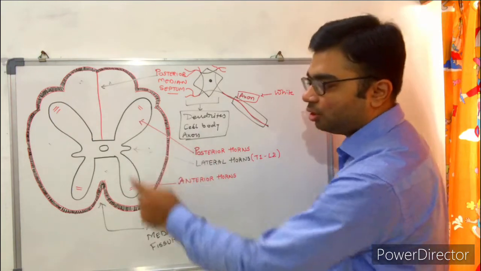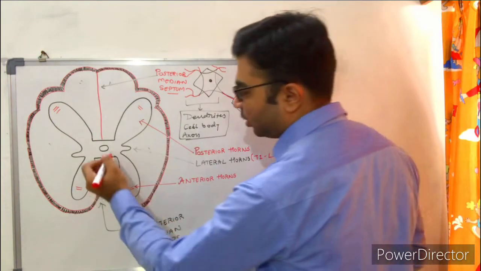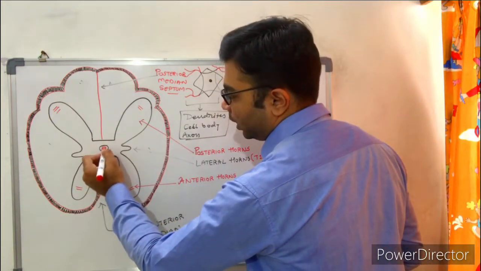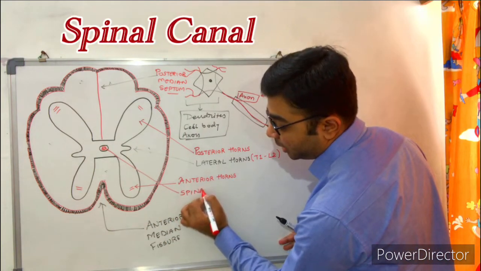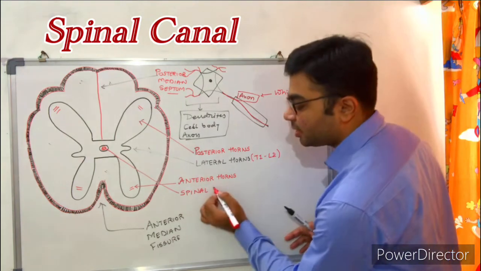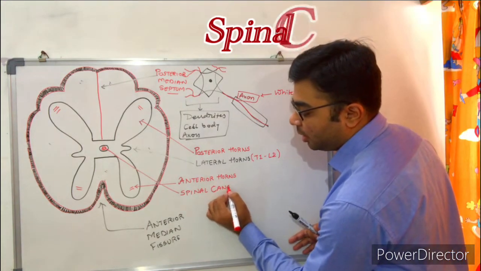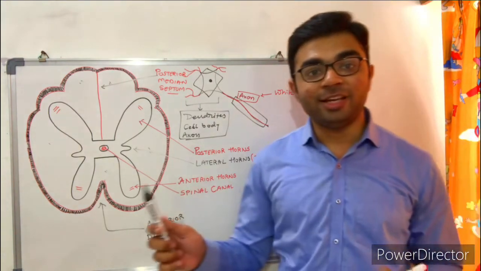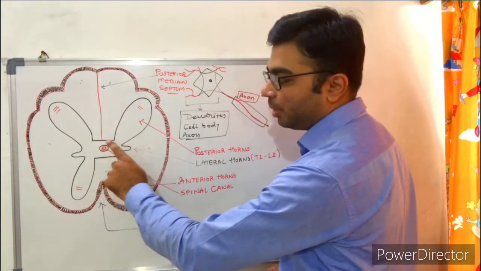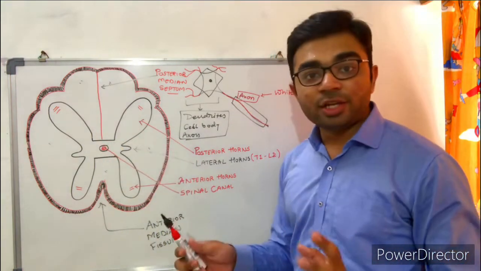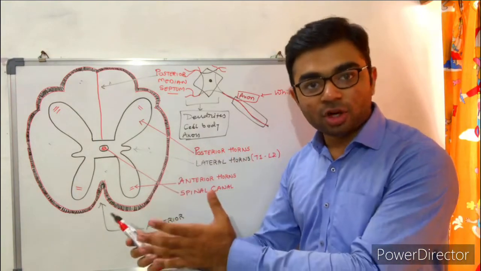Next thing is the horns of the gray matter, and in the center, this particular area is known as the spinal canal. The fluid which is present inside the spinal canal is known as cerebrospinal fluid. The spinal canal, which is filled by the cerebrospinal fluid, actually nourishes the spinal cord.